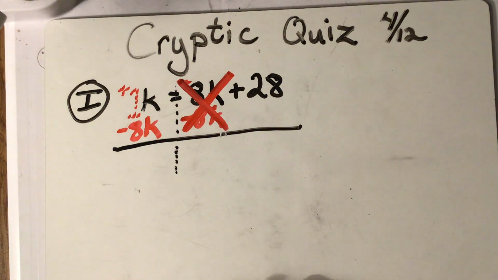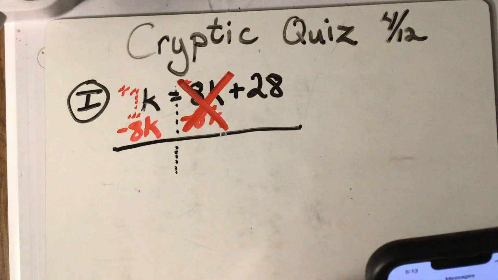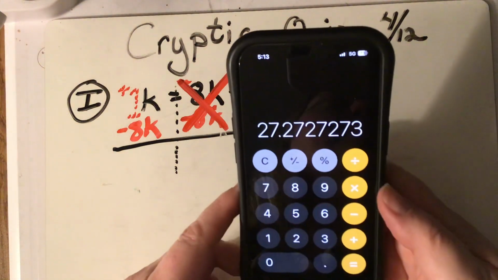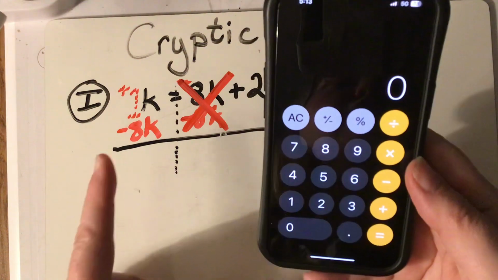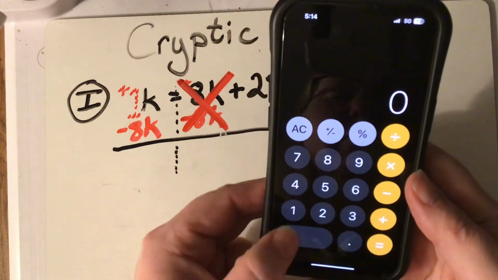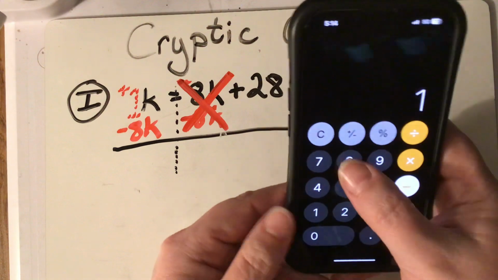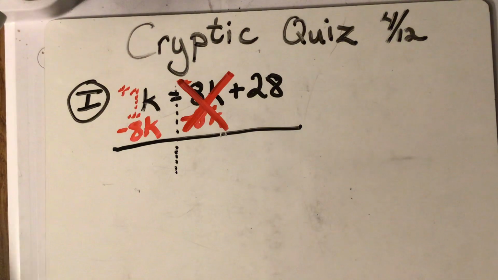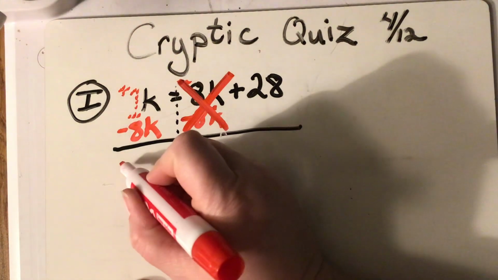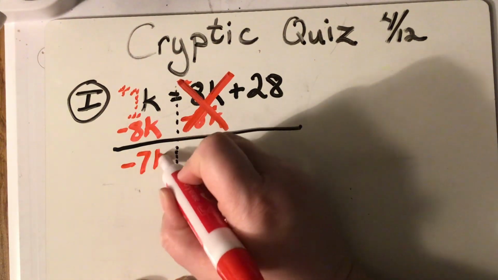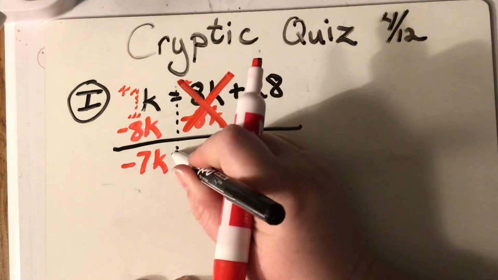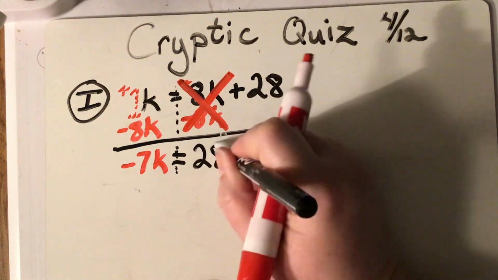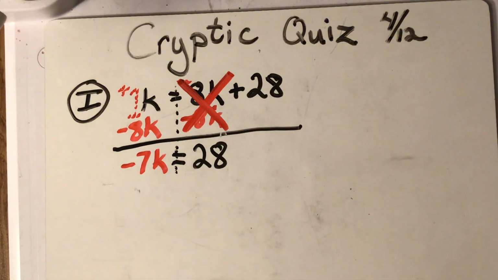Oh my gosh, you guys, I am so terrible with negative numbers. Let's make sure I get this right. 1 minus 8. I want to make sure I'm going in the right direction. 1 minus 8. That makes negative 7. Okay. So now I know for sure I have the right answer. So negative 7k equals 28. Okay, so now what do I do?